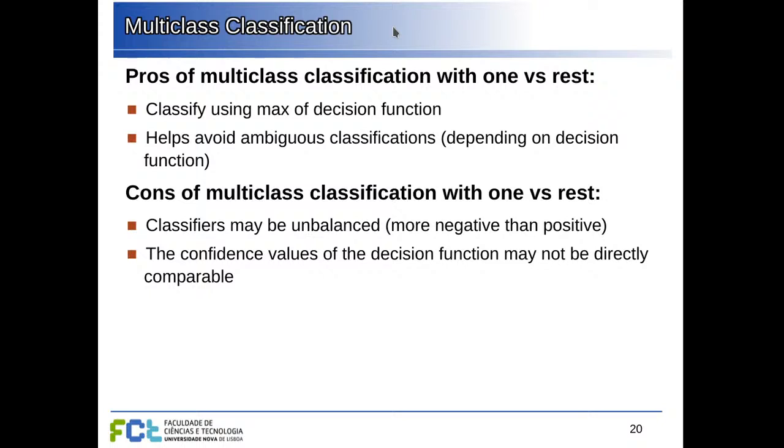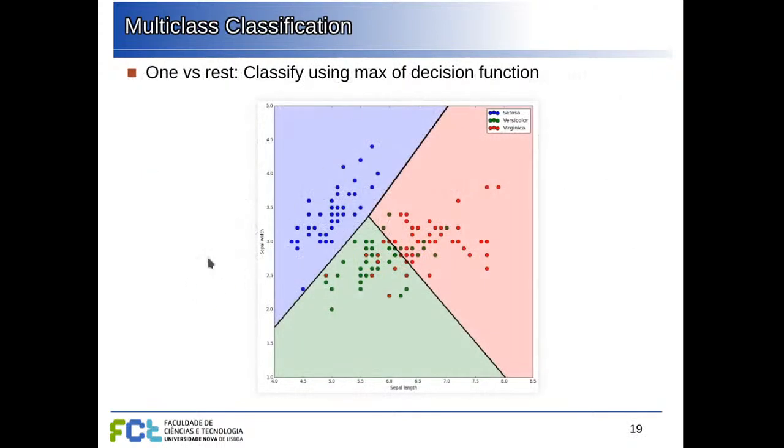There are some disadvantages of this type of classification because it's based on training classifiers to distinguish one class from everything else. So all these classifiers are working with data that is very unbalanced. If you have, for example, 10 classes, on average, each class will only have 10% of the data. So when you train a classifier to distinguish that class from everything else, you are dealing with very unbalanced data.